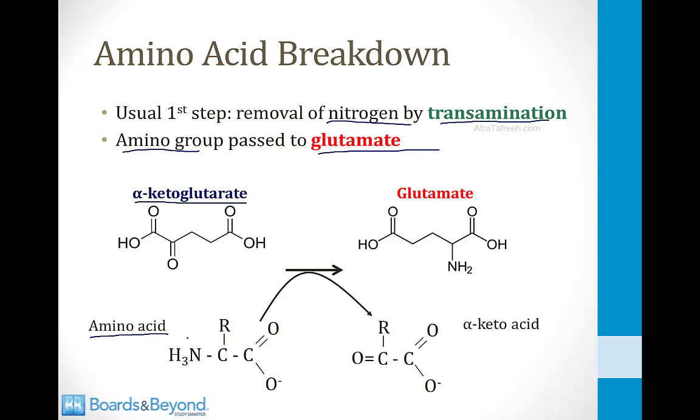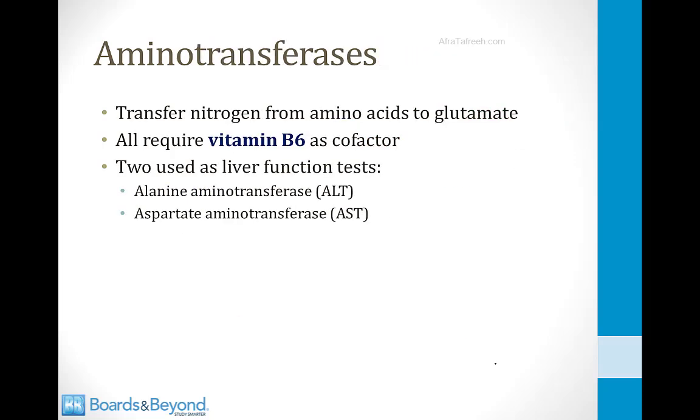What happens in the transamination reaction is this amino group here will be transferred to where this oxygen is attached on alpha ketoglutarate. The resulting structure is a molecule of the amino acid glutamate, which now has the amino group attached here, and the amino group has been removed from the amino acid, and therefore we have an alpha keto acid structure. There are enzymes called aminotransferases for many of the different amino acids in the body, and all of them do the same thing. They transfer nitrogen from a specific amino acid to create a molecule of glutamate.